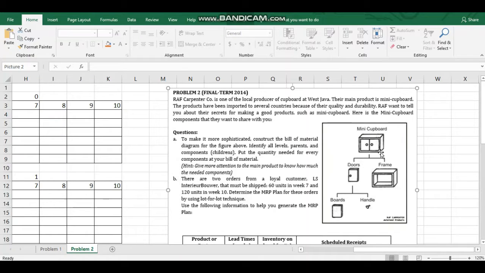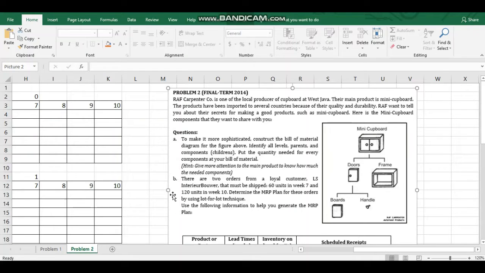And this is the mini cupboard, and the questions are: question A, to make it more sophisticated, construct the bill of material diagram for the figure above. It means this figure. And then we have to identify all levels, parents and components or children. Put the quantity needed for every component in your bill of material. And there is a hint: give more attention to the main product to know how many components are needed.